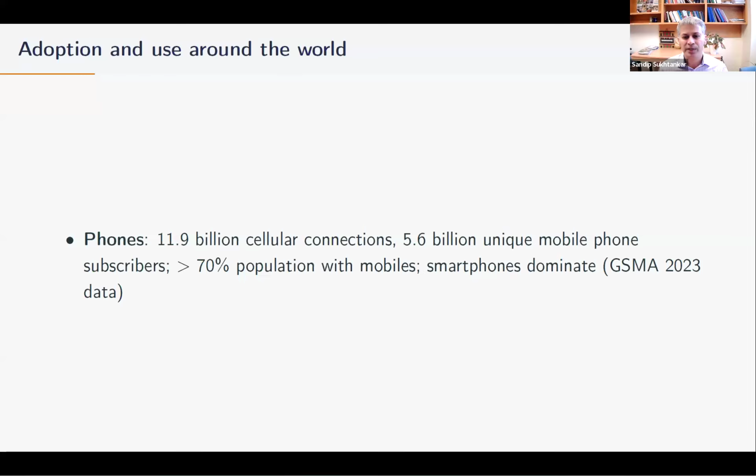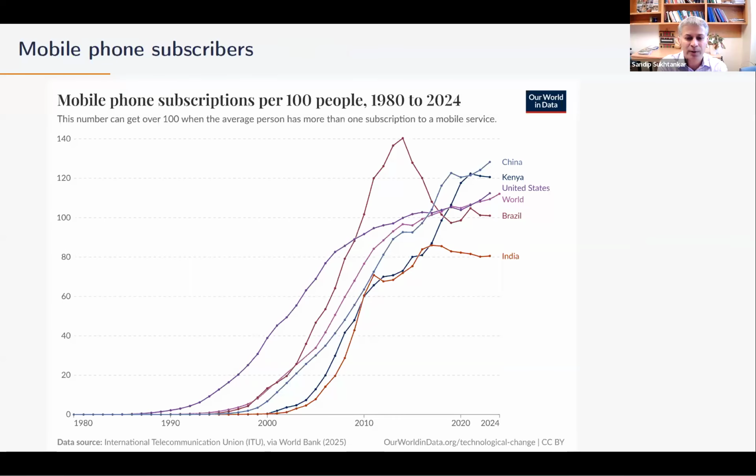Within these mobile phones, smartphones especially are starting to really dominate. Most people now have smartphones rather than dumb phones. And if you look, I've just picked a few countries. You can play around with this data yourself. It's really fabulous data from the Our World in Data website. They have many other things too.